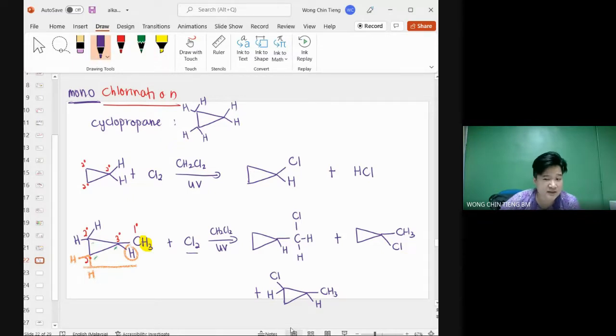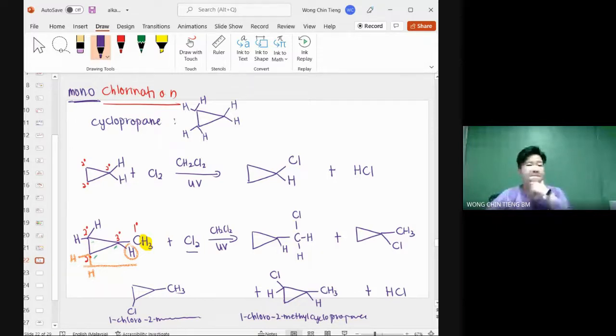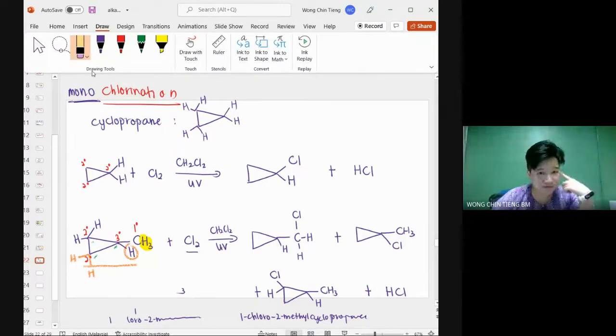Salah satu cara nak tahu dia sama ke tak, kita bagi nama. Pakcik ni akan jadi 1 chloro, 2 methyl, cyclopropane. Kalau saya ganti di bawah, okay, do you realize that it will also be 1 chloro, 2 methyl cyclopropane? It's the same, isn't it? Nampak sama? Okay. And byproduct HCl. Okay. Any questions so far? Okay, are we still together? Good, good. Okay.